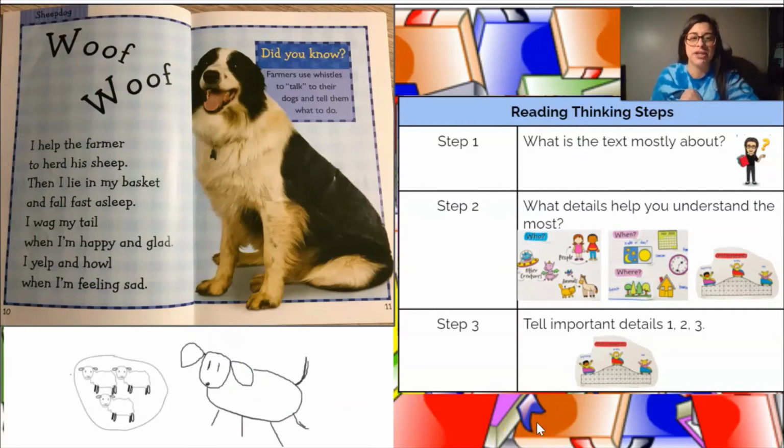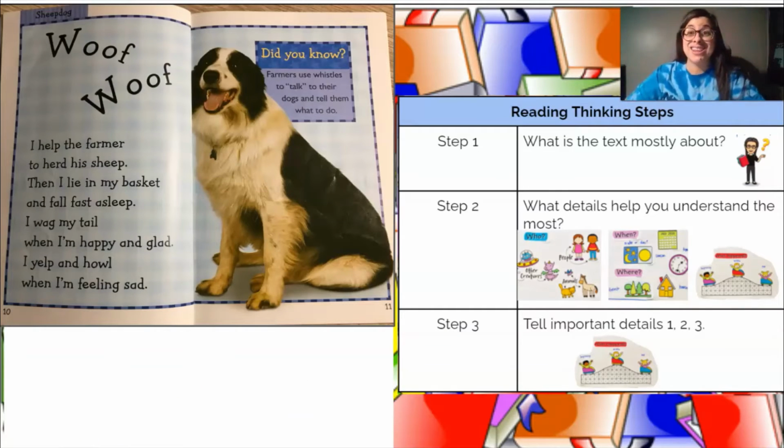Let's take a look at another page. Take a look at this farm animal. Your teacher's going to pause the video, reread the words on this page, and decide what this farm animal is and what details help you understand it the most.